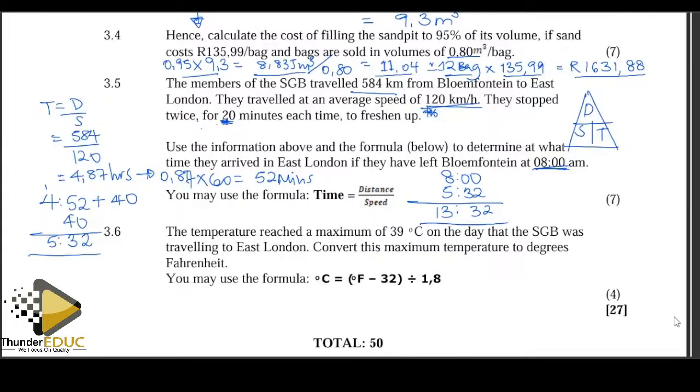The logic behind it: look for the right formula, substitute in. All right, get the hours, turn them into minutes, add on the breaks, get that, add on the time, and everything is done. All right, that is it.